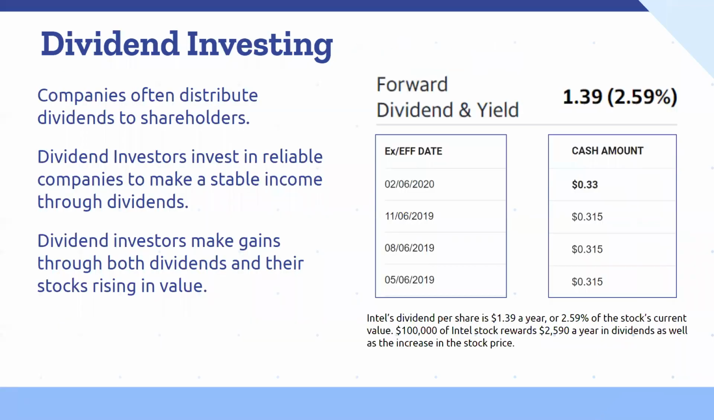One of the last types of investing is dividend investing. And this, simply put, is when you reinvest whatever dividends the company pays to you back into the stock. So you continue growing your share of the company. Dividend investors invest in reliable companies because that way they can get that stable income through the dividends. And obviously, dividend investors make gains through both dividends and the stock's rising in value.